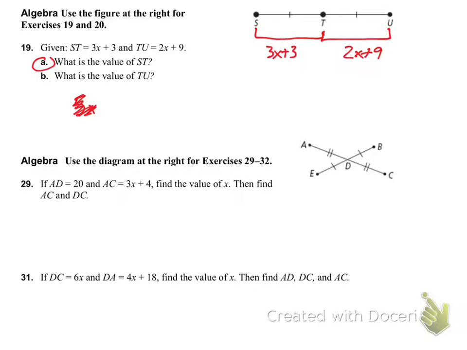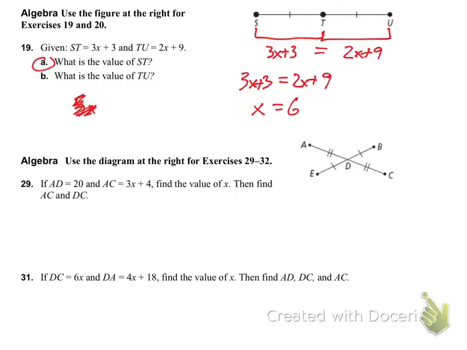Okay, so that would mean that we could set 3x plus 3 as equal to 2x plus 9. So let's do that, because then we can find out what x is. So 3x plus 3 is equal to 2x plus 9. I'm going to add negative 2x to each side, so I'll have x, and put negative 3 on each side, and then it'll be equal to 6. So we know x is equal to 6.